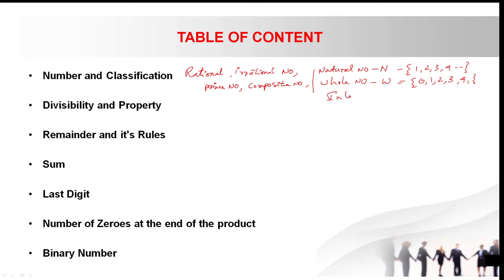Integers, we have positive integers and negative integers, we have both. So like that we have different numbers and different classifications. Then comes the second, that is divisibility rules and properties.